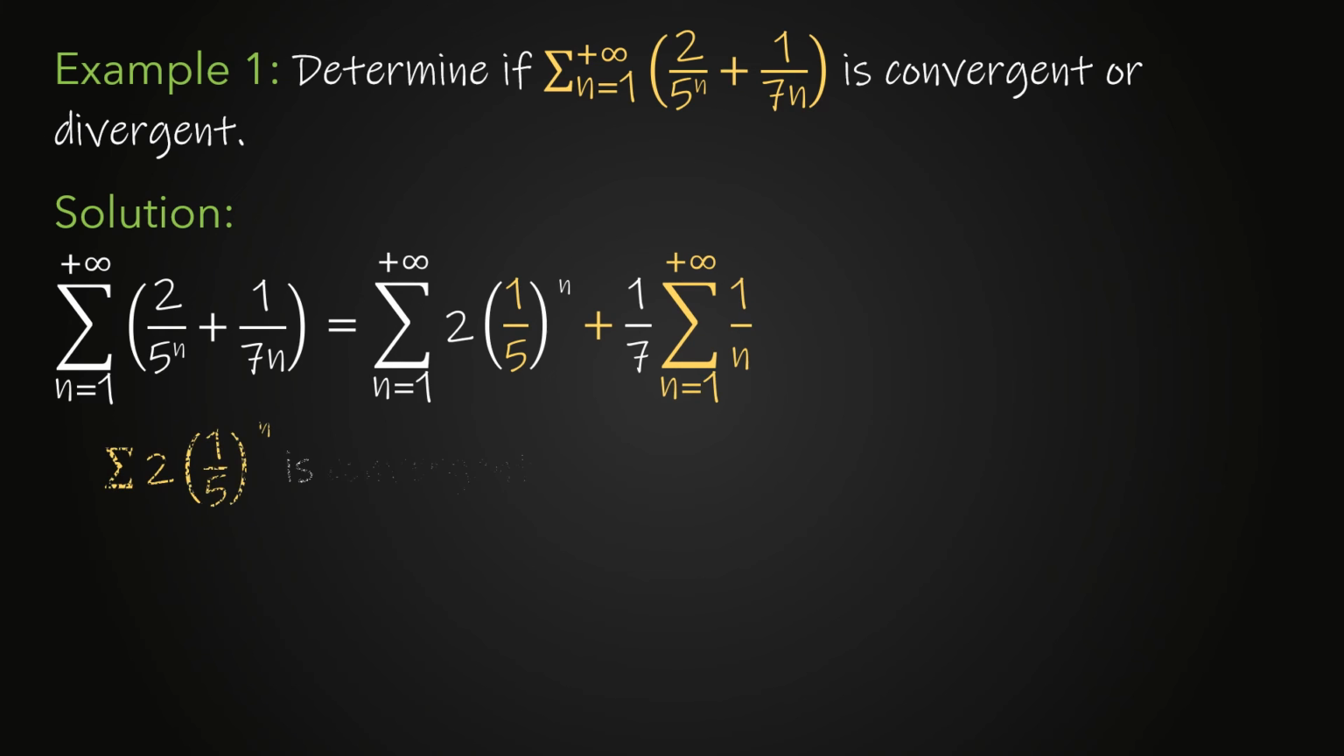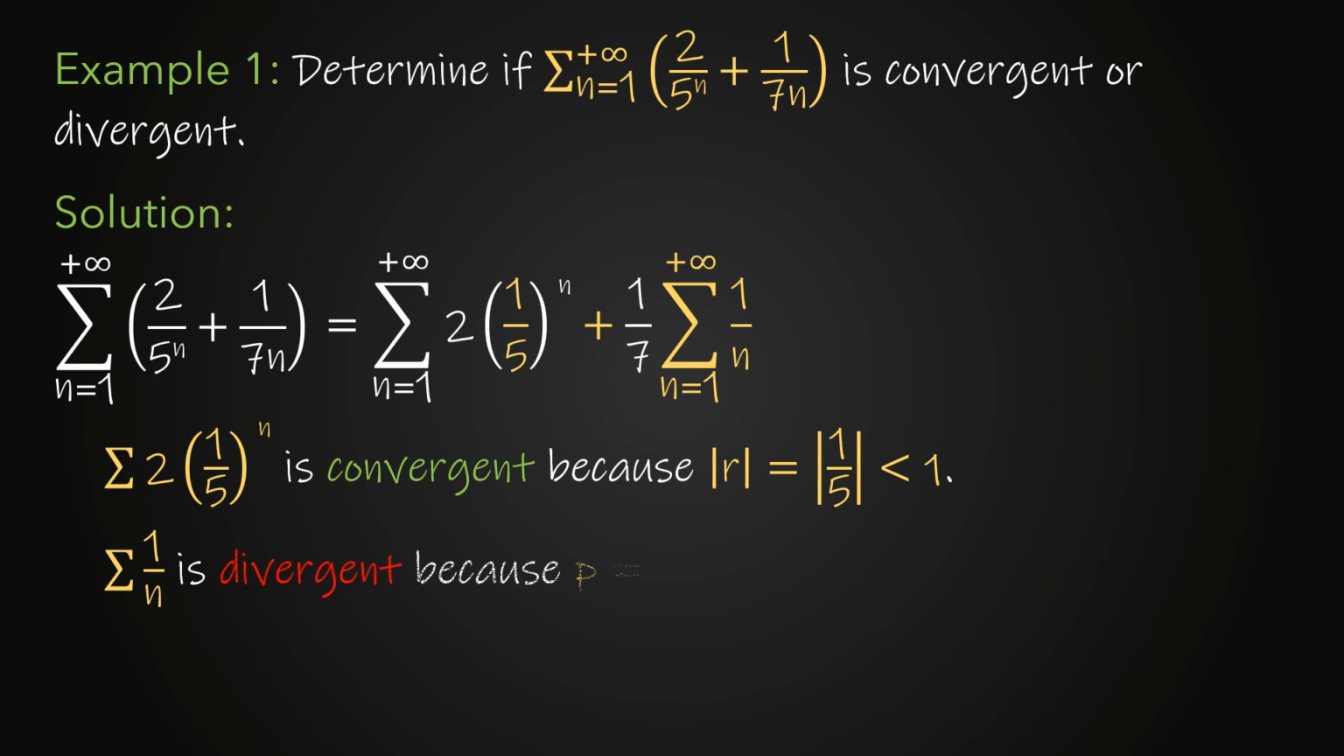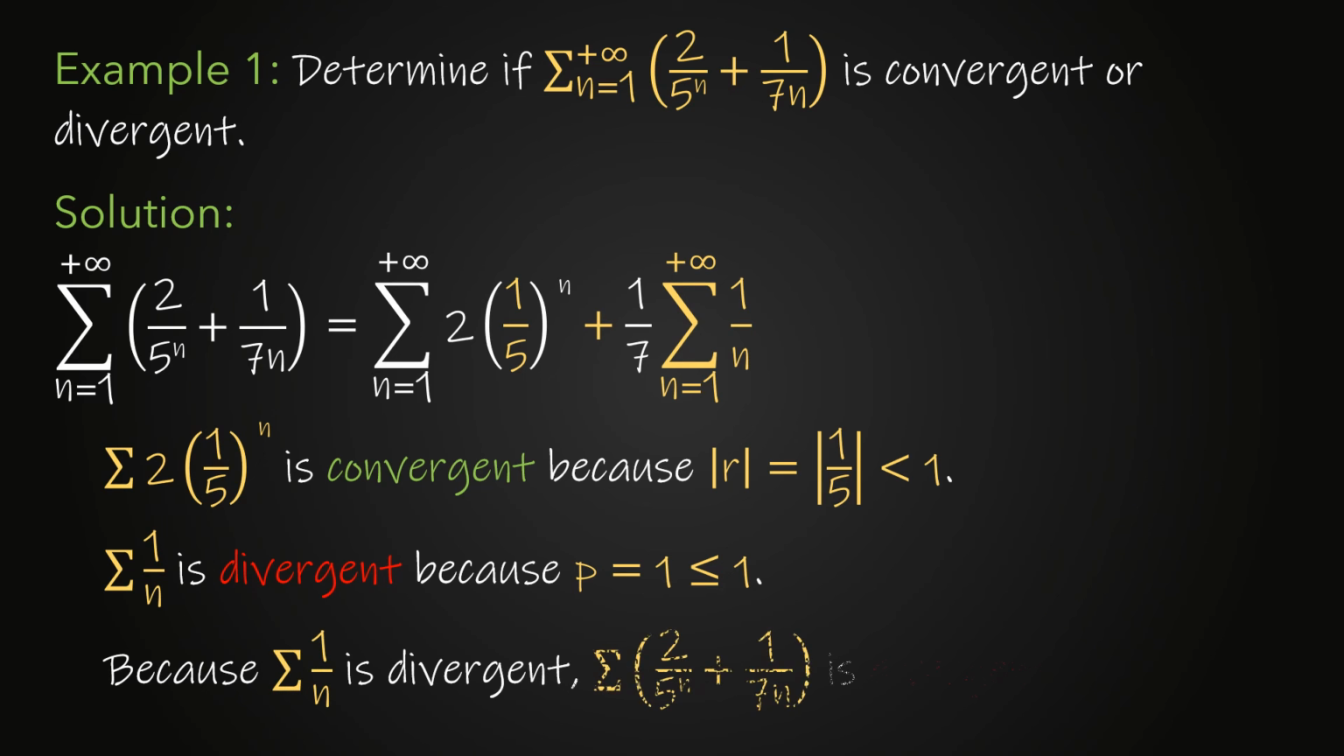The first series is a convergent geometric series because r is less than 1, while the second series is a divergent p-series because p is less than or equal to 1. Because one of the series is divergent, the sum of the two series is divergent.